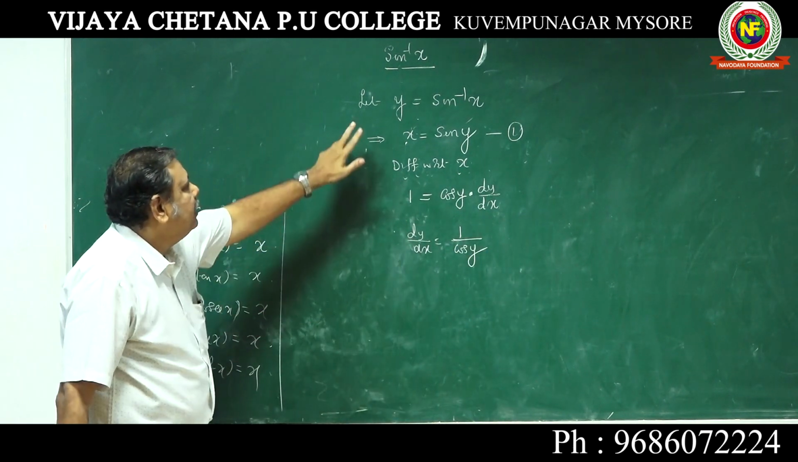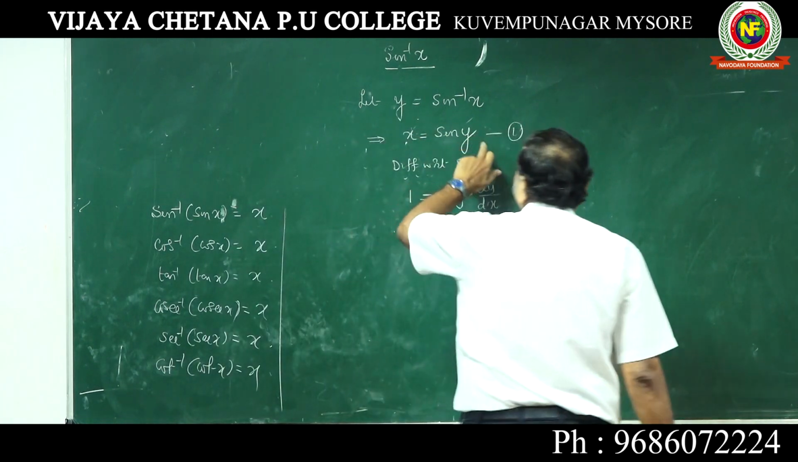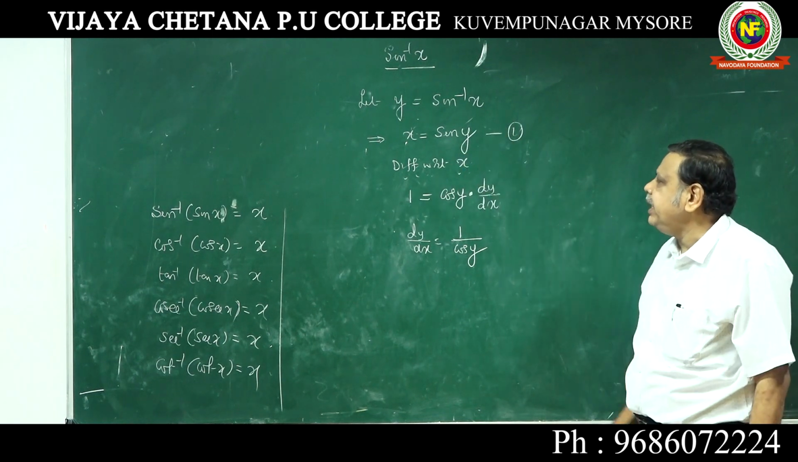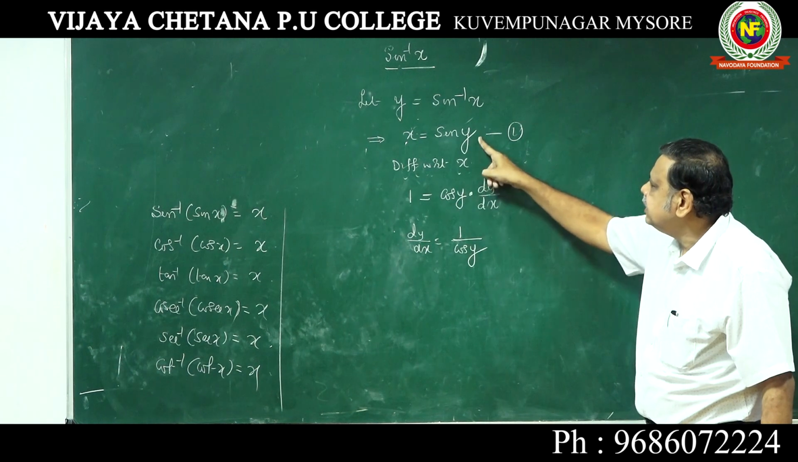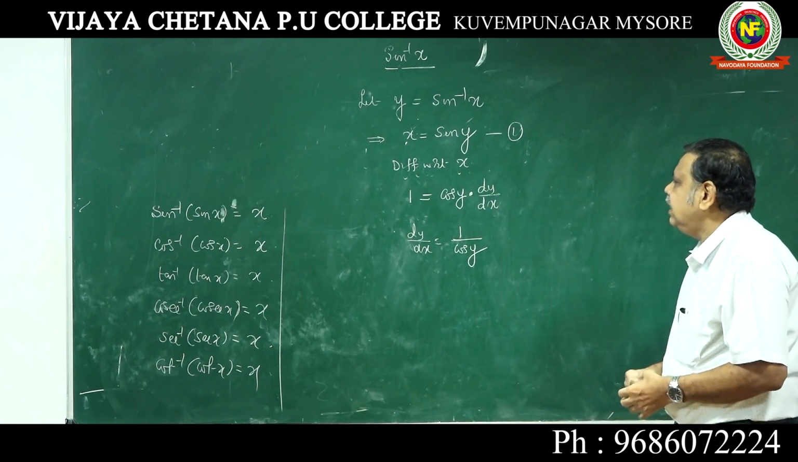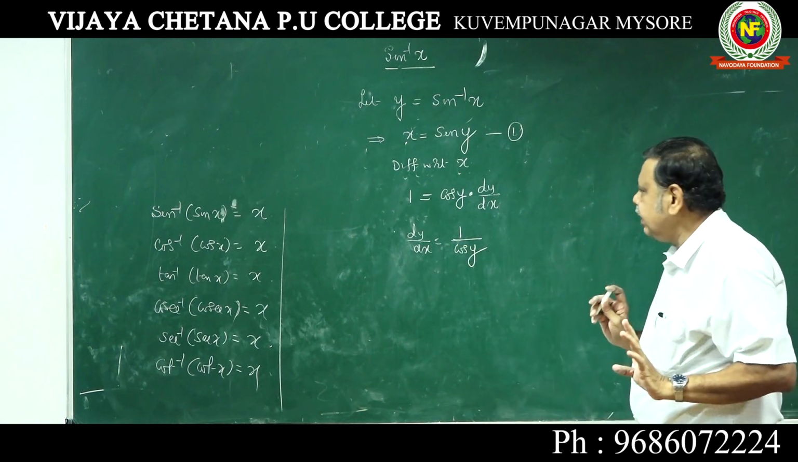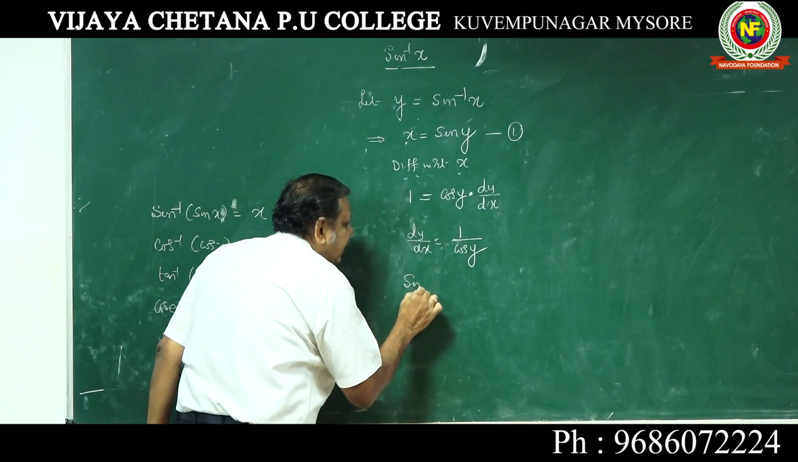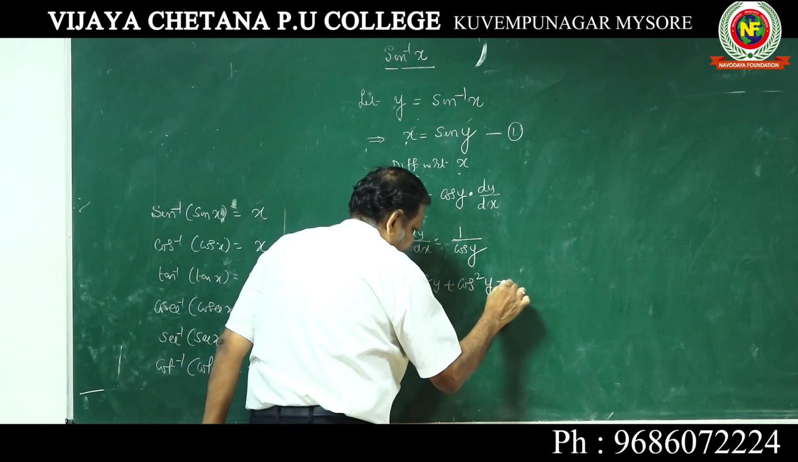Again I will explain. Y is equal to sin inverse x. X equal to sin y by the definition of inverse trigonometric function. You are differentiating that: x differentiation is 1, sin y differentiation is cos y into dy by dx. Now dy by dx is equal to 1 by cos y. Now what we should do? That is very important. You know the formula, sin square y plus cos square y is equal to 1.